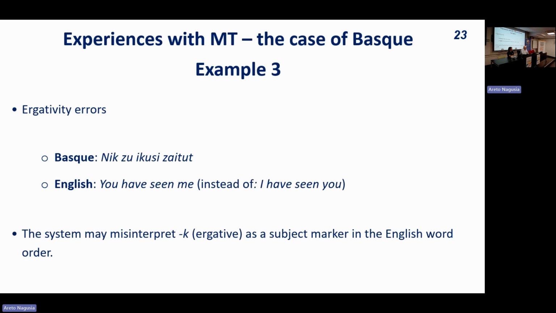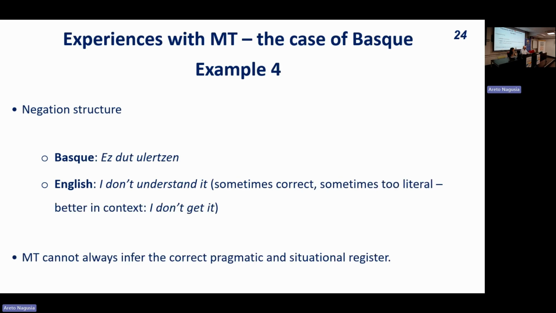Ergativity. I understand there are big differences between English and Basque with regard to ergativity. So the Basque sentence, nik su ikusi zaitut. English, you have seen me, instead of I have seen you. The system may misinterpret the ending in K for the ergative in the first word as a subject marker in English word order. So obviously that makes a big difference in terms of meaning, the overall message that this sentence conveys.